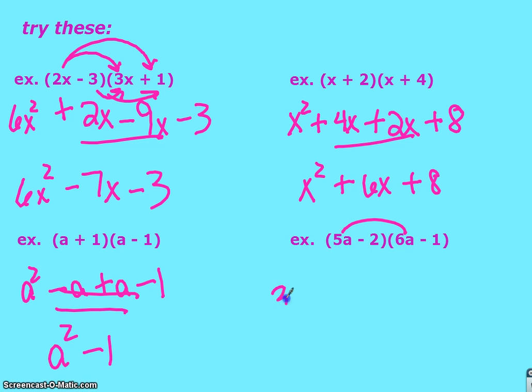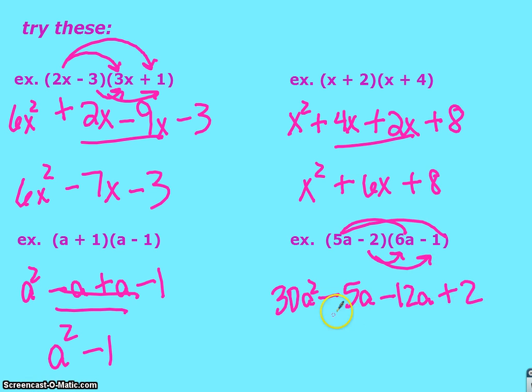5a times 6a is 30a squared. 5a times negative 1 is minus 5a. Negative 2 times 6a is minus 12a. And negative 2 times negative 1 is plus 2. The 2 in the middle combine. 30a squared minus 17a plus 2 is your answer.